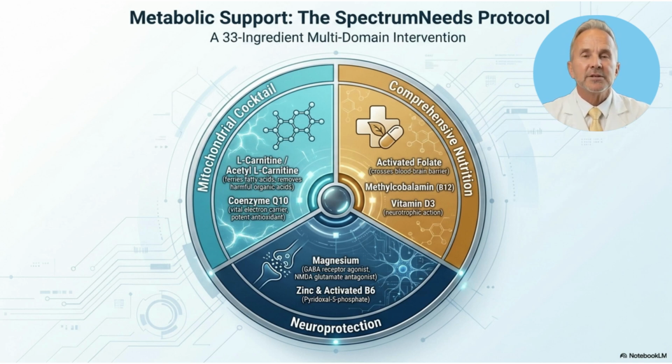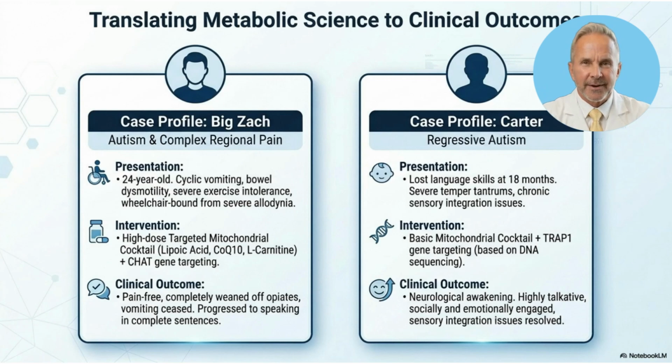Neuroprotection, providing magnesium as an NMDA glutamate antagonist, plus zinc and activated B6, and several of the other nutrients already mentioned. This is not just theoretical, it yields real-world results. Let's look at two case profiles.